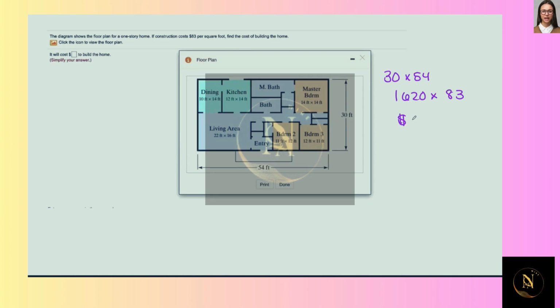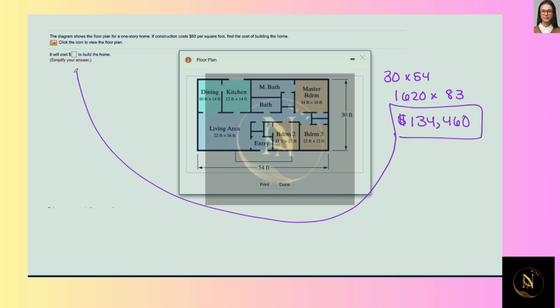And it's going to cost $134,460 to build this home. So that's what you're going to enter in right here. 134,460. That's a comma. I'm sure you don't have to put the comma in.